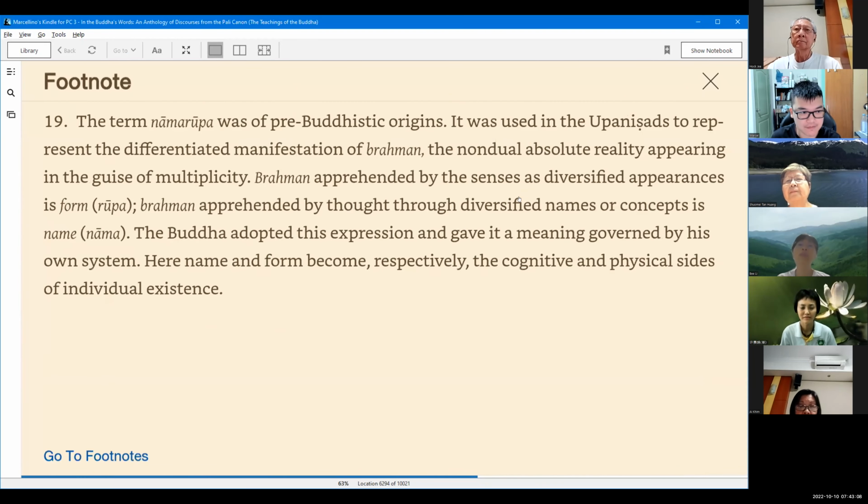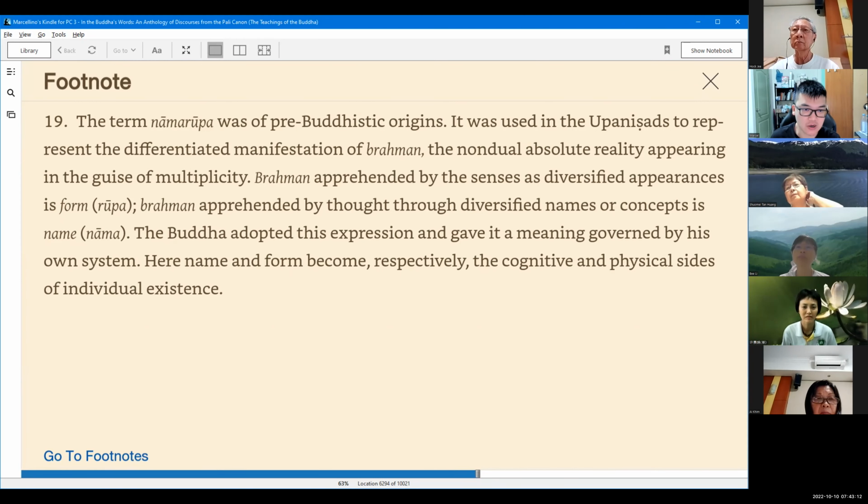Footnote number 19. The term Namarupa was of pre-Buddhistic origins. It was used in the Upanishads to represent the differentiated manifestation of Brahman, the non-dual absolute reality, appearing in the guise of multiplicity. Brahman, apprehended by the senses as diversified appearances, is form, rupa. Brahman, apprehended by thought through diversified names or concepts, is name, nama. The Buddha adopted this expression and gave it a meaning governed by his own system. Here, name and form become, respectively, the cognitive and the physical sides of individual existence.